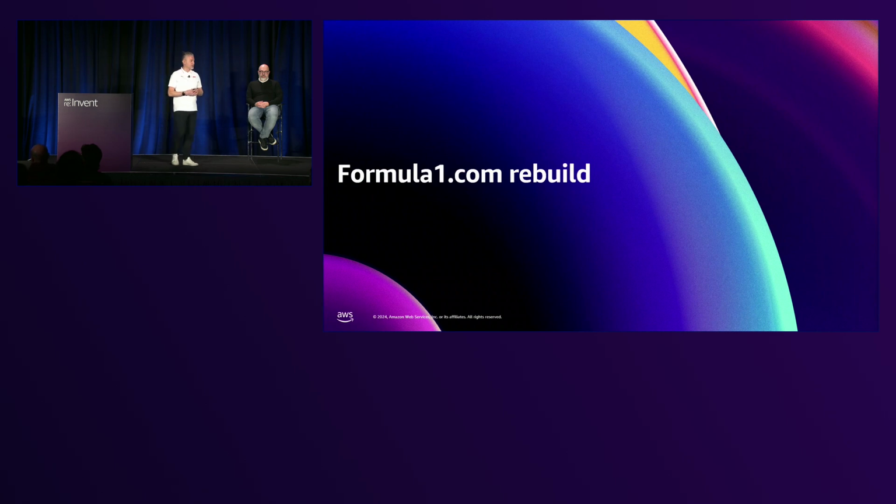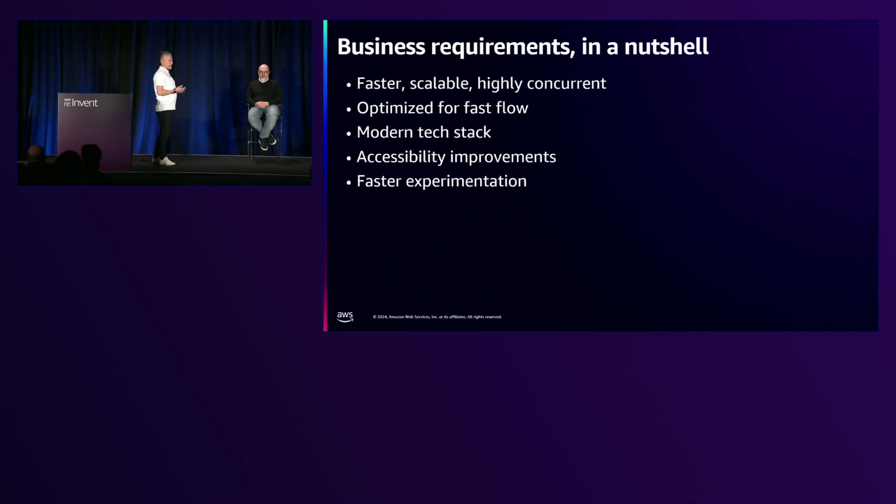So the experiment has been so successful that we kicked off the entire rebuild of the Formula1.com website in micro-frontends. So, but let's begin from the business requirements. As any project, you need to justify why you're doing this exercise. There has to be a value to extract somewhere. We wanted a faster, scalable, highly concurrent website. Of course, we've seen why faster. Faster means more engagement, and the end game, more subscriptions.